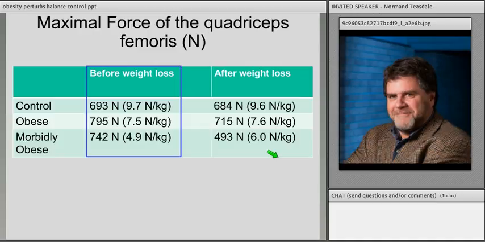before weight loss, morbidly obese individuals were actually quite strong. Obese as well. They were actually stronger than control individuals. Obviously, when you normalize all this per kilogram, morbidly obese individuals are a bit weaker after weight loss. Basically, you see that morbidly obese individuals lost a lot of force, but they did increase their force per kilogram when you normalize per weight.